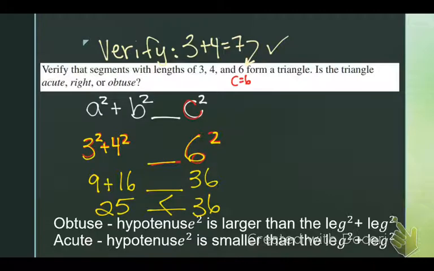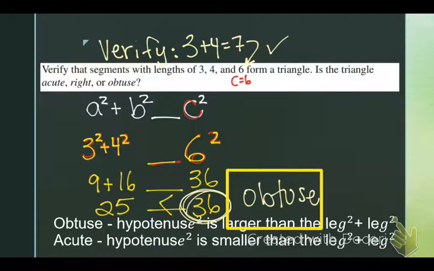A lot of people would say, well, 25 is less than 36, so it's acute. That is not correct. This represents the hypotenuse, right? The hypotenuse squared is larger. So because the hypotenuse squared is larger, what kind of triangle is this? Obtuse. Okay, and I wrote that at the bottom. If the hypotenuse squared is larger, it's obtuse.